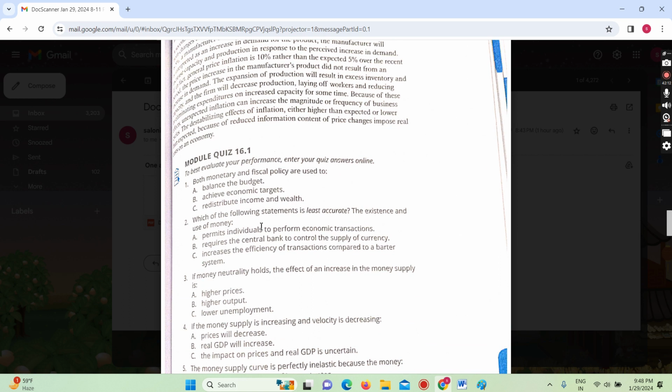Both monetary and fiscal policy are used to. Monetary as well as fiscal policy use की जाती है for balancing the budget, achieving government economic targets, or redistributing income or wealth. तो I may say both of the policies हम इकोनॉमी को रेगुलेट करने के लिए ही कर रहे हैं. फिस्कल पॉलिसी में गवर्नमेंट बेसिकली स्पेंड करती है, टैक्सेशन लगाती है टू रेगुलेट द इकोनॉमी. मॉनेटरी पॉलिसी में मनी का रेगुलेशन होता है इन द कंट्री. The answer will be what?